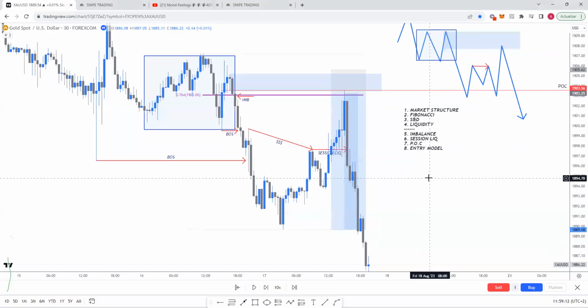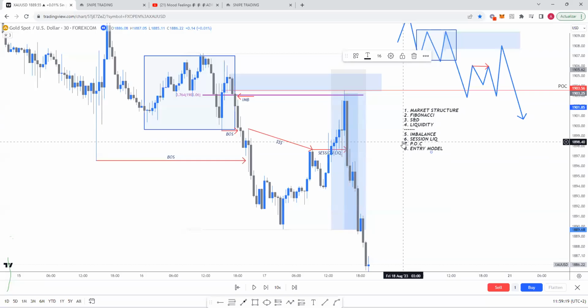So, very simple at the end of the day, very straightforward. This is our cheat code. We need these 4 confluences to place a trade. The more confluences we have, the better the trade we have in front of us.